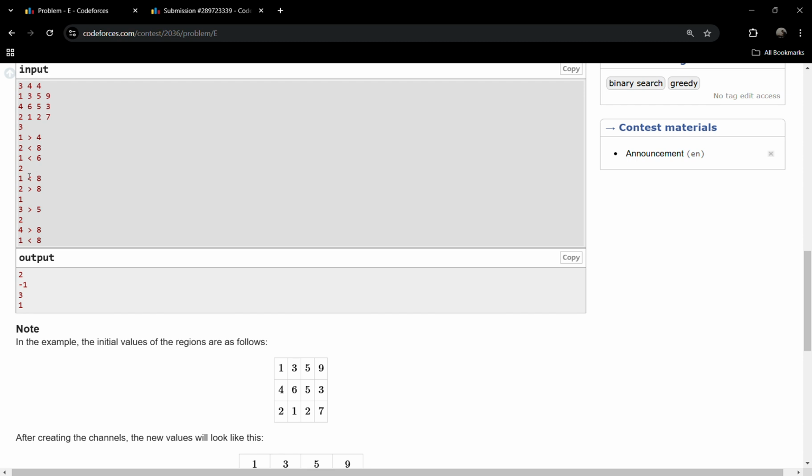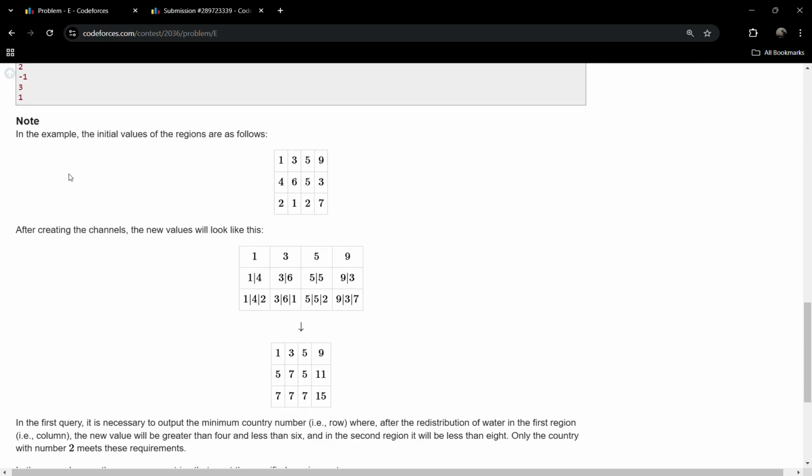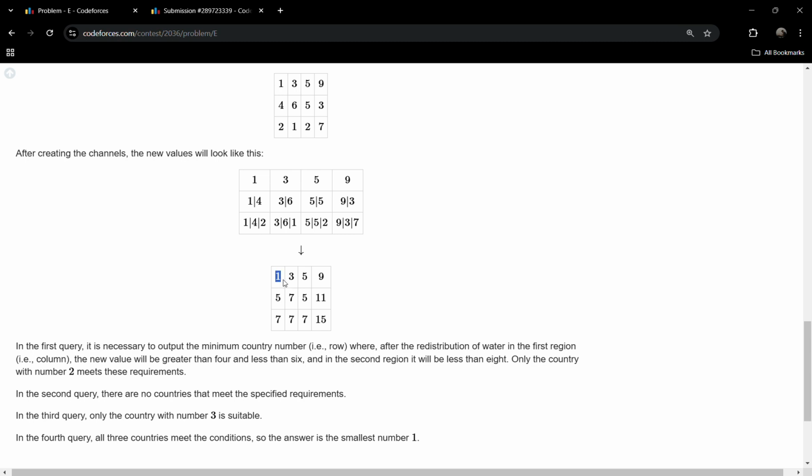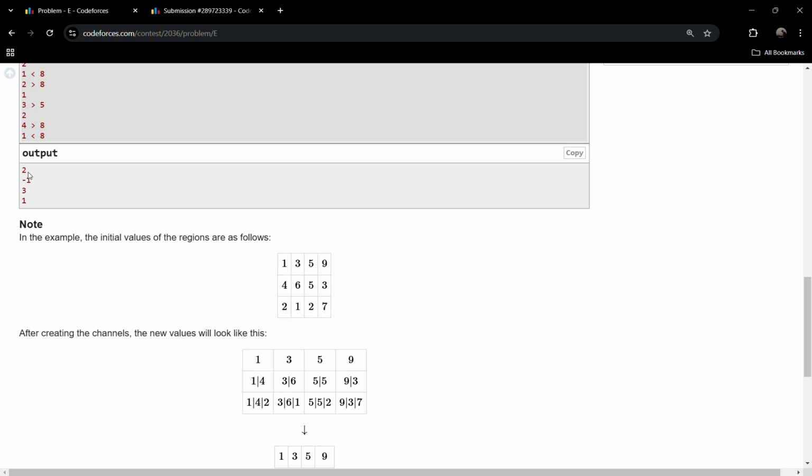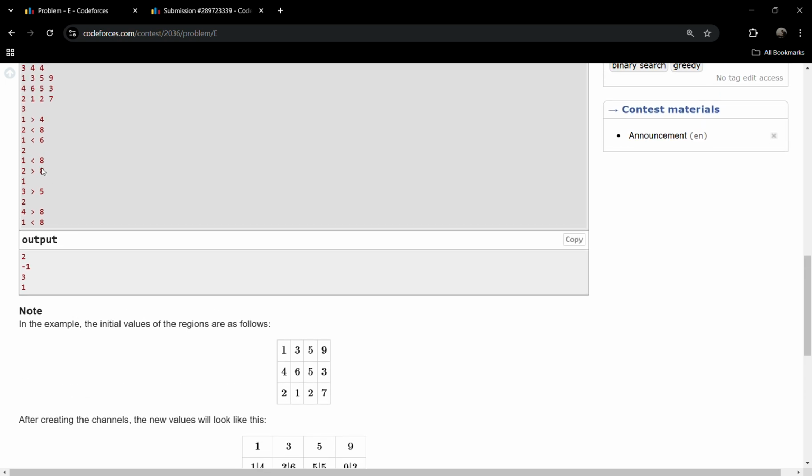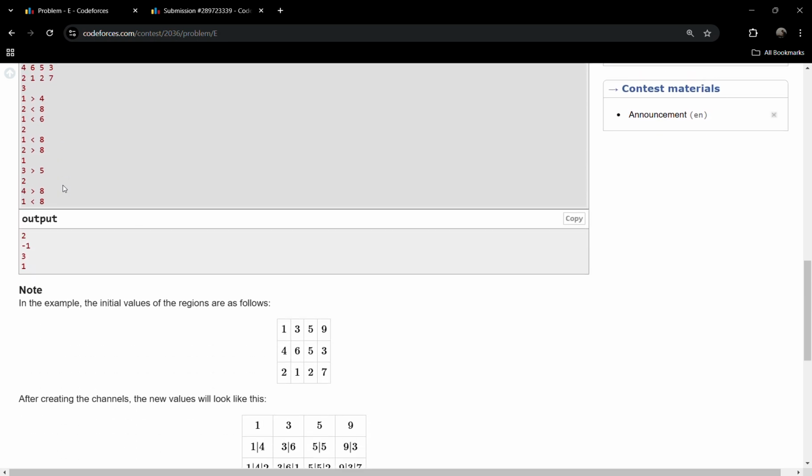Now let us take a look at the second sample query. The first region should have less than 8 units of water, and the second should be greater than 8. So the first should be less than 8 and the second should be greater than 8. Not true. This is not satisfied by any of the countries, so that's why the answer should be -1. That way you can verify all of the queries; the answers are 3 and 1 for the last two queries.